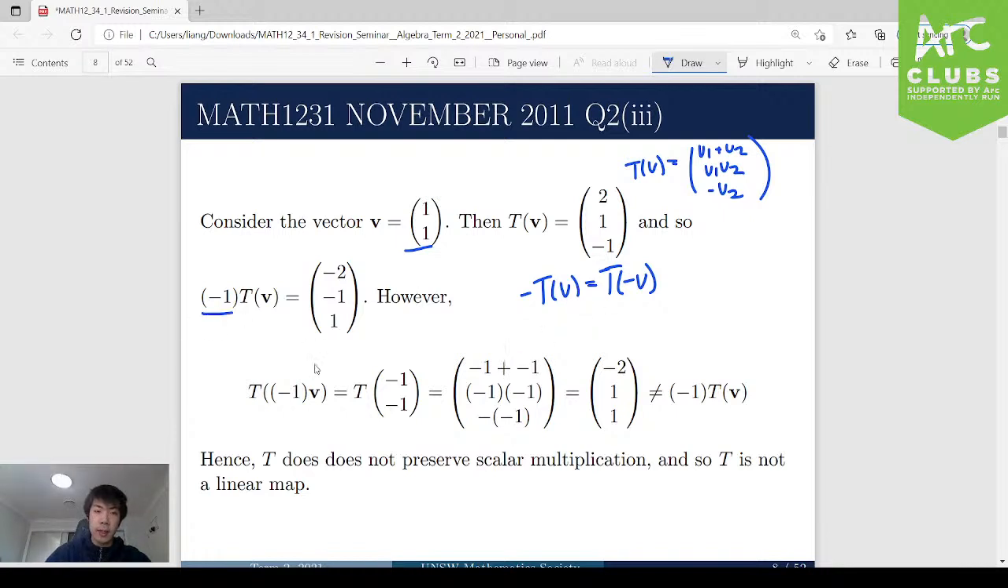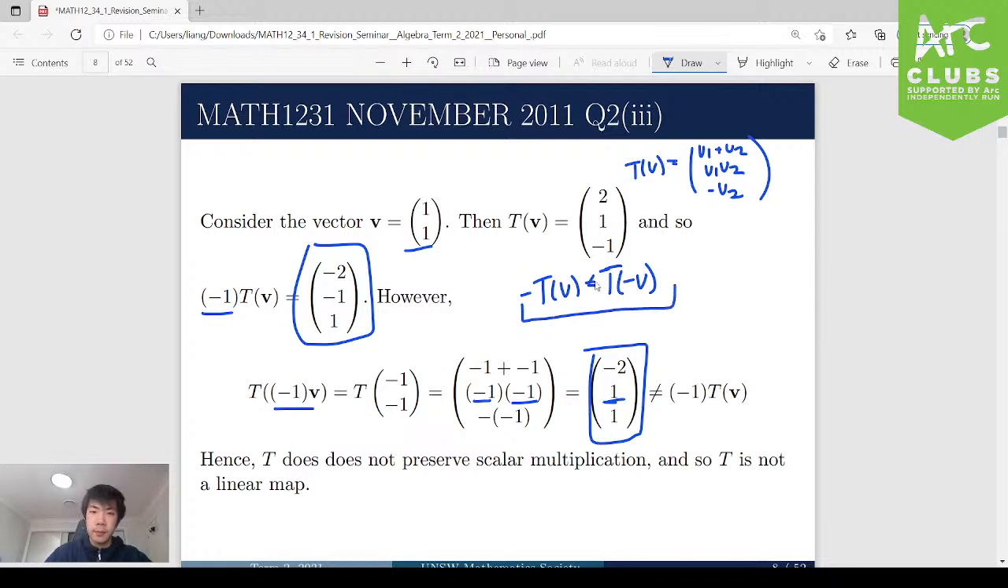If you have the scalar on the outside, then you would get (-2, -1, 1). On the other hand, like I said before, if you have the scalar on the inside, in this middle component you would get -1 times -1, and that'll give you 1. That would already disprove it, because this vector here would not be equal to this vector here, because even in the second component, you have -1 and 1, which is not equal. So this here is false in this case, and you can claim that it does not preserve scalar multiplication, and so T is not a linear map.